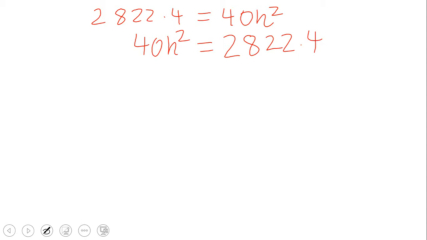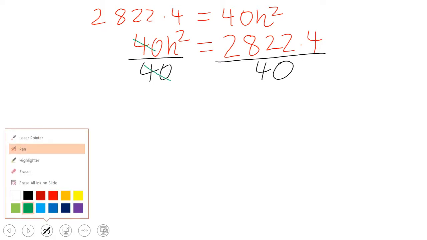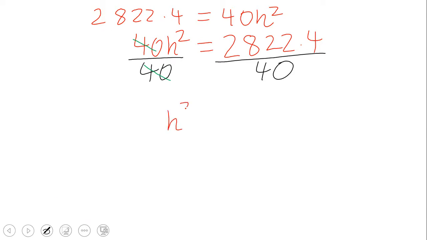The next thing I'm going to do is divide both sides by 40, because I'm trying to make sure that only 8 squared is on the left side. So I need to get rid of that 40. We know that 40 and 40 cancel out each other, leaving us on one side with simply 8 squared. So now we have 8 squared equal to 2,822.4, all divided by 40. What is 2,822.4 divided by 40? That's going to be equal to 70.56.